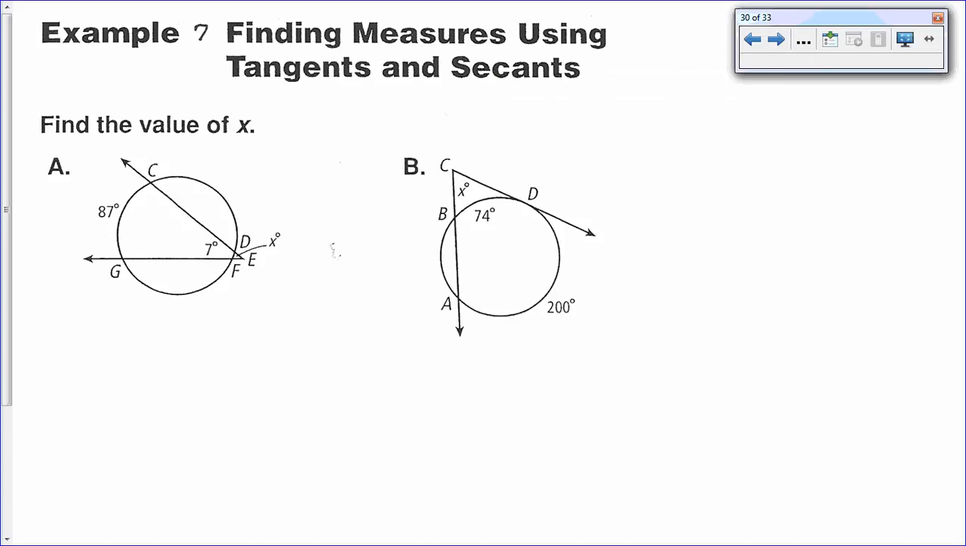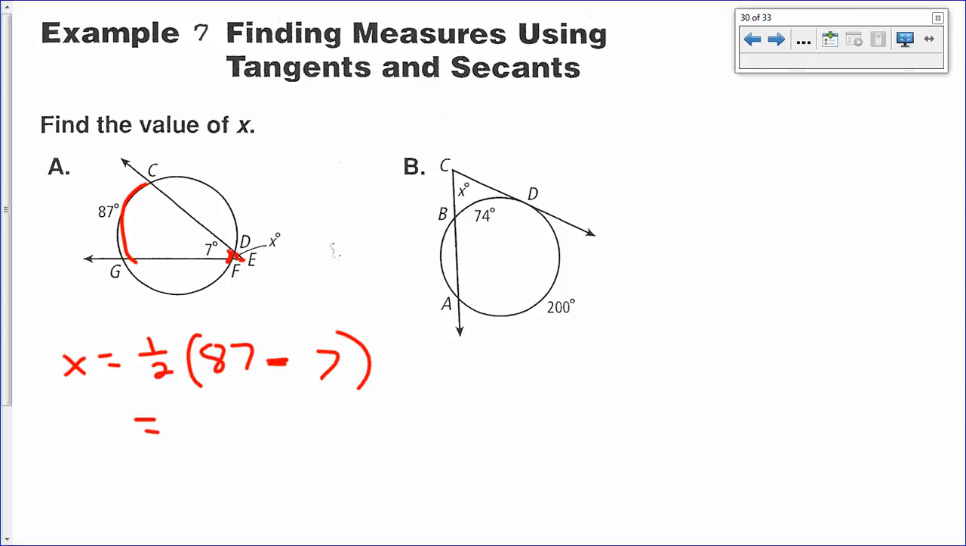All right, a couple more here. Now the angle's outside the circle. Notice that this little angle here is outside the circle. So x is going to be 1/2 of the difference in the intercepted arcs. So here's arc 1, 87. And here's arc 2, this little one here is 7. I know the picture's not great. So it's 1/2 of 80, which is 40 degrees.